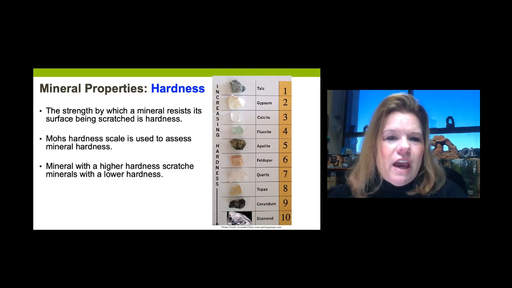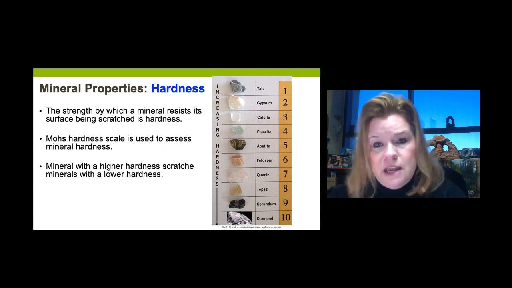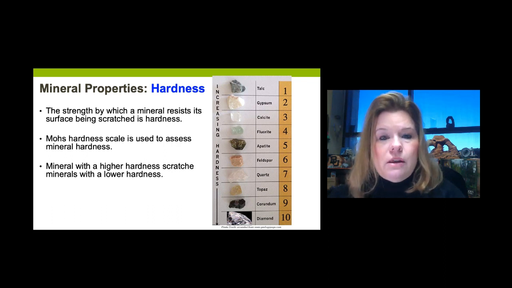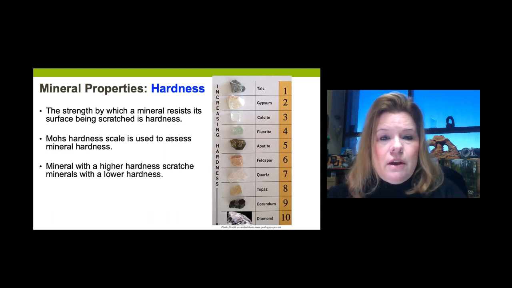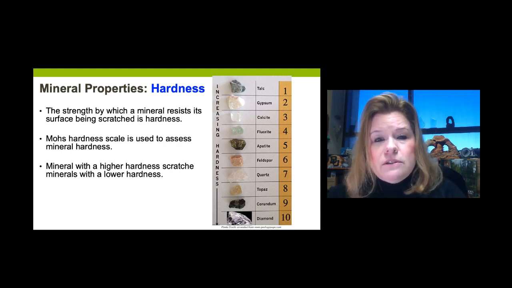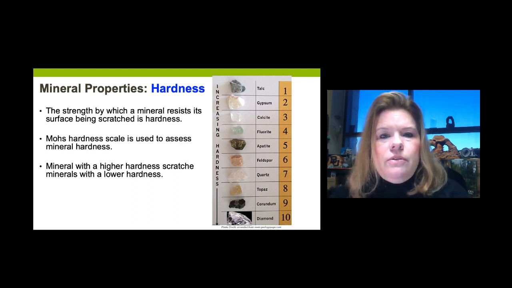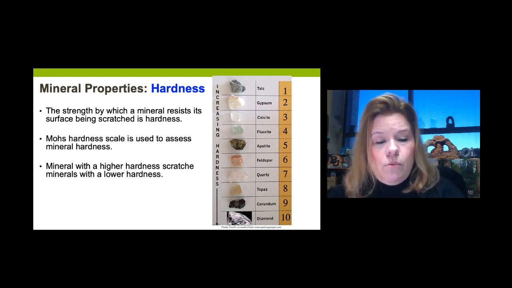The Mohs hardness scale is a relative hardness scale. So in other words, going from a hardness of 1 to 2 is not 10 times harder. It is relative. So it's not a logarithmic scale. Hardness measures the strength of a mineral in terms of its ability to resist scratching. So the lower the number, the more prone to scratching it will be.